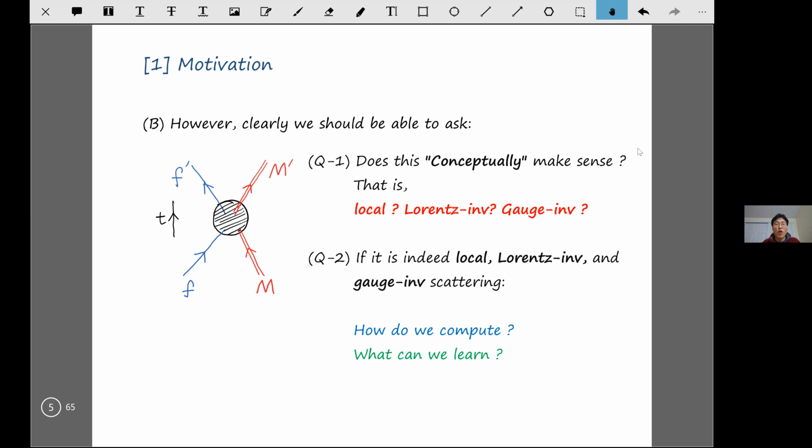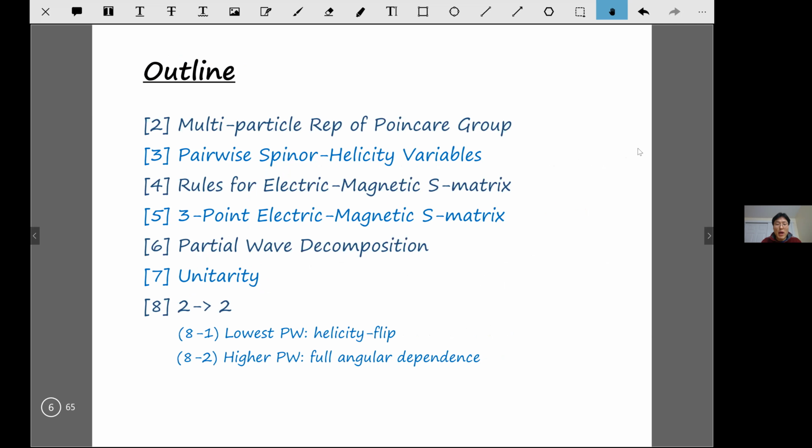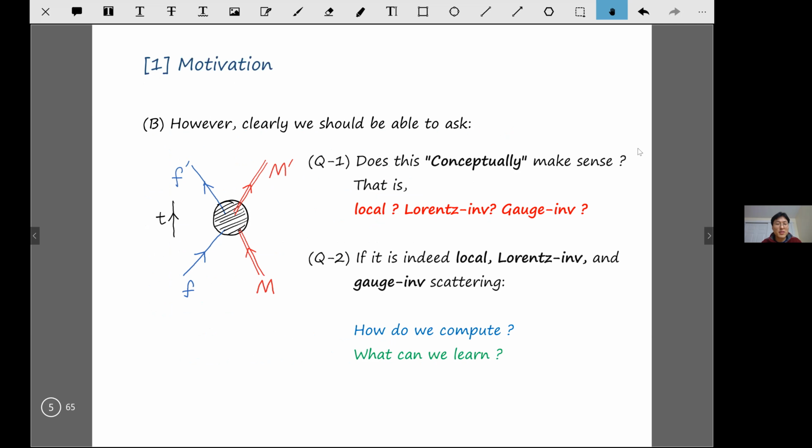I will use a formalism which allows me to construct a local Lorentz invariant unitary S matrix, and then I will talk about some pretty non-trivial aspects of the physics of these scattering processes. Okay, so that's the basic motivation and the goal of the talk. By the way, I should say that this process is not perturbative.